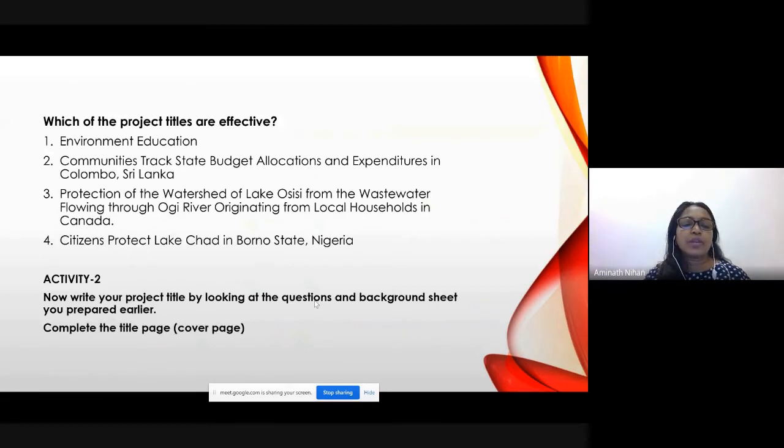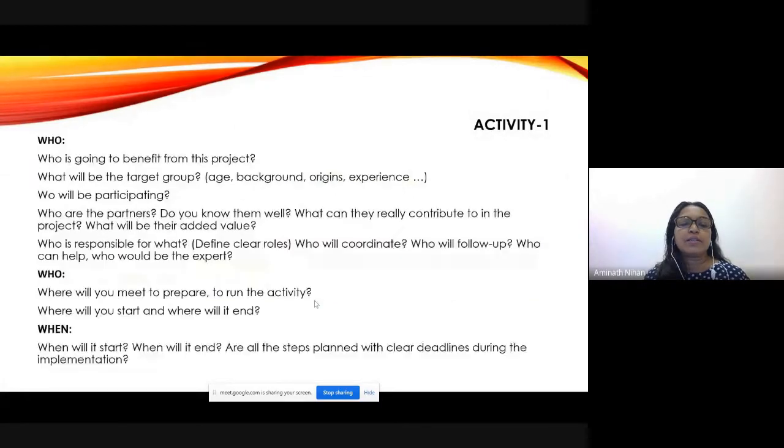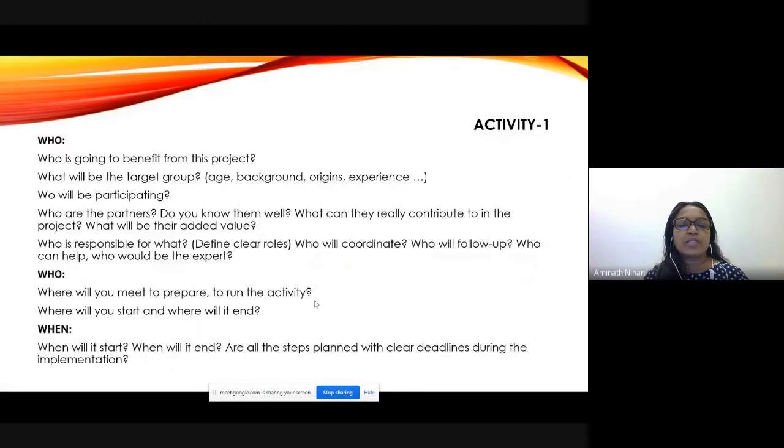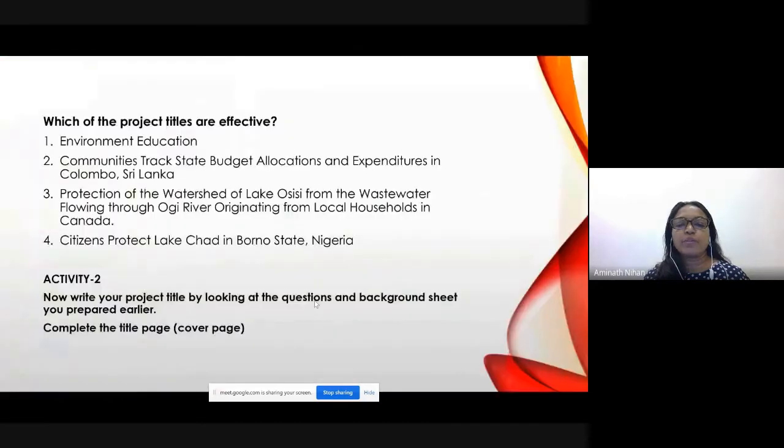Okay, so you can now do activity 2, which is writing your project title. We've already done one activity, which was writing a little about why your project is important, a sort of justification, conceptualizing the project, and then writing a bit of background: what the problem is and what the project is trying to achieve. Now we've come to activity 2, which is writing the title. Now that you have an idea of the project, write the title. You can later amend the title if you like.